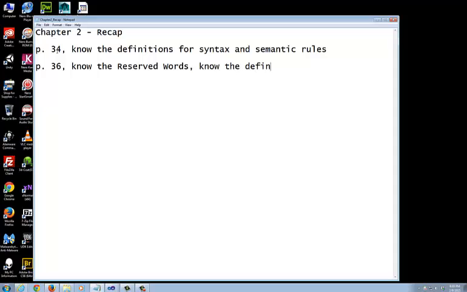Know the definition of what is an identifier. So identifier basically consists of what? Your variables, makes up your variables, constants, and your functions. Okay? So the reason you have to know what is an identifier is because you don't want to call your identifiers the same as what your reserved words are.